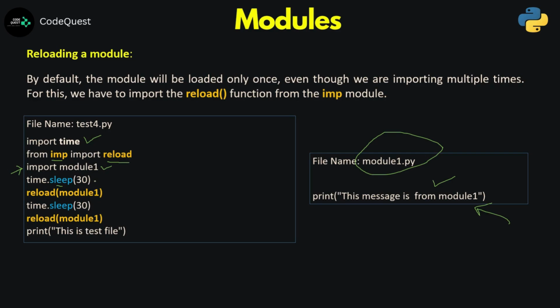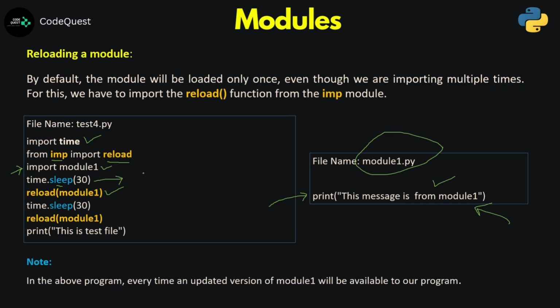Now within this gap of delay of 30 seconds, if I modify this module, save it and update it, then when I go for this reload followed by module 1, the new content, whatever is updated here, will be made available to me. As a result, I'm going to get the new message that has been updated next time. So every time we use the reload, I'm going to get the updated version of this module.